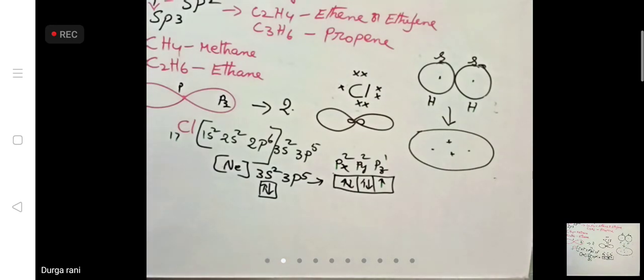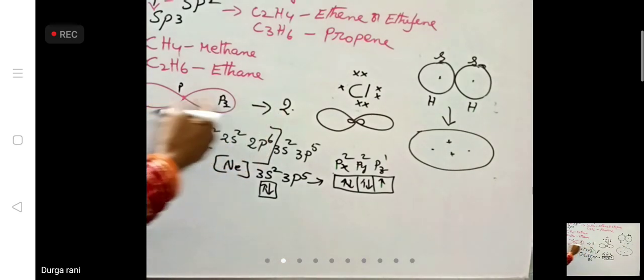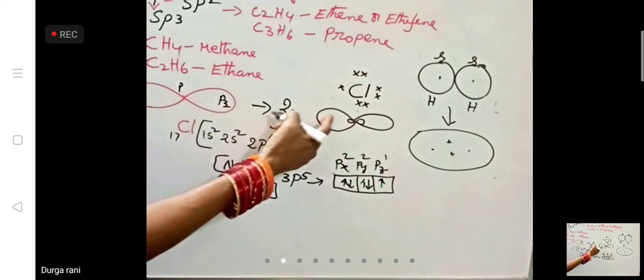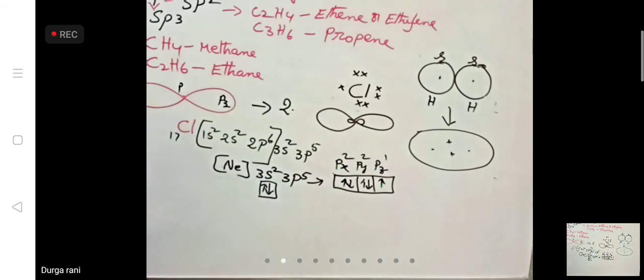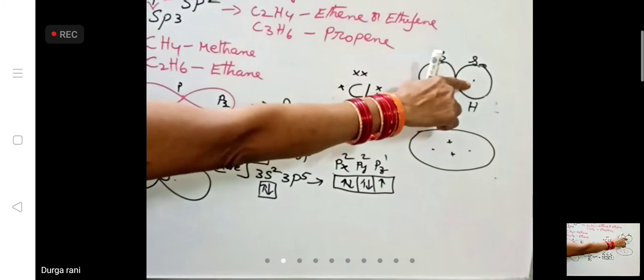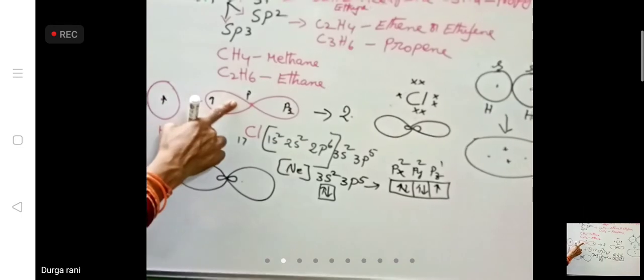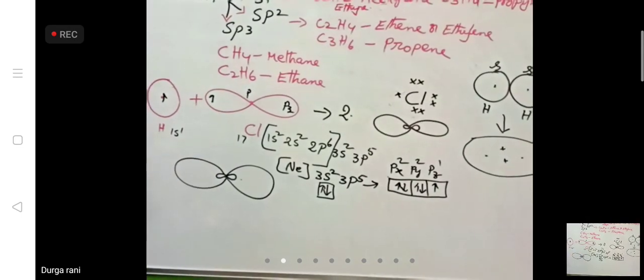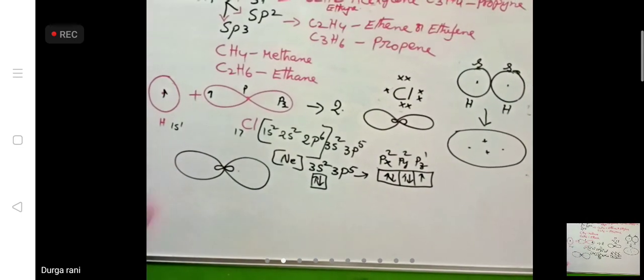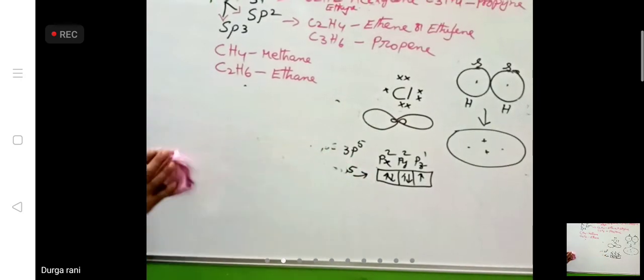But here, when s and p orbitals overlap with each other like this, by the combination of this and this, one orbital will be formed like this. Then by the combination of this and this, another hybridized orbital will be formed like this. Is it clear? You have learned the ss overlap, you have learned the sp overlap. And in the case of the F2 molecule, what overlap will be possible?